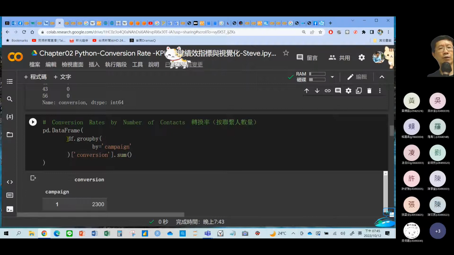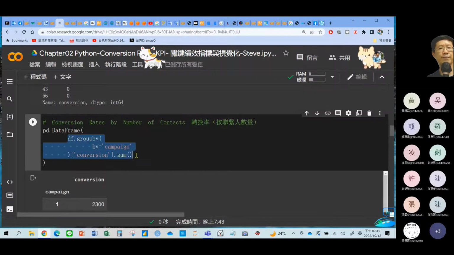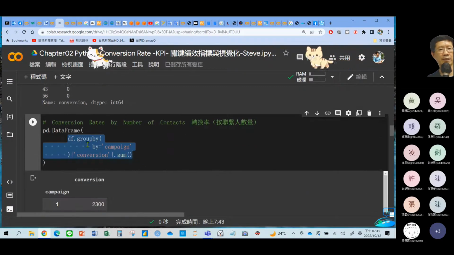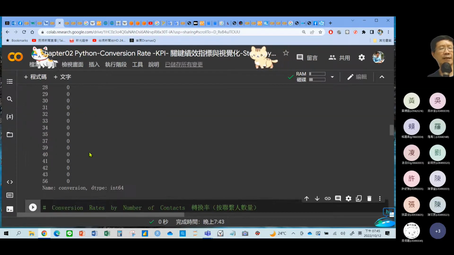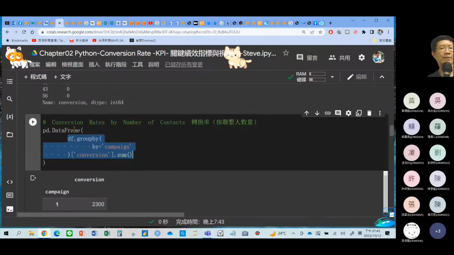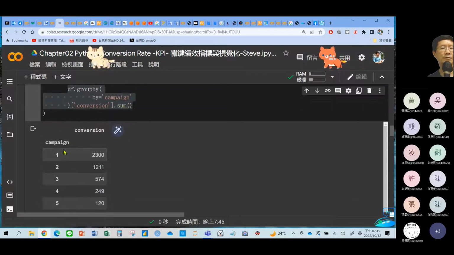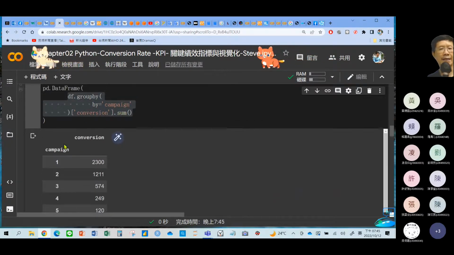Okay, so we use the same function as the previous one. With this function, we transform this data type into a data frame, using the pandas function. 这就是 data frame with index, with the column names campaign and conversion rate.